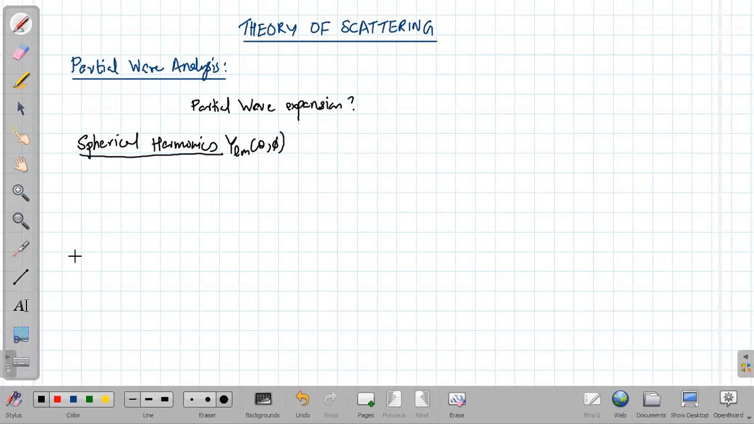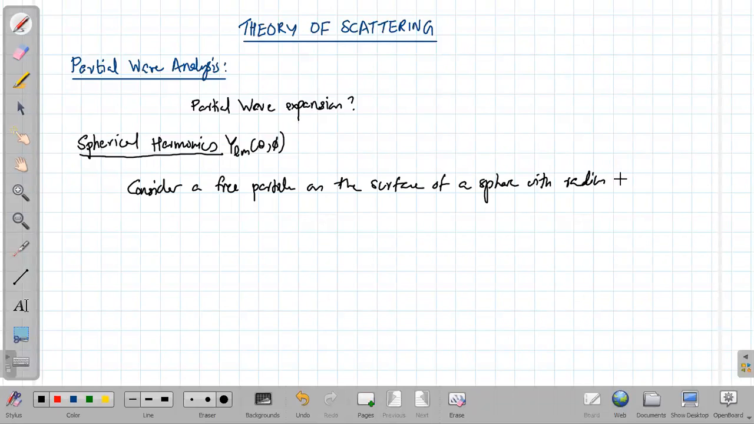Usually the spherical harmonics come up in quantum mechanics when you're dealing with the problem of a free particle lying on the surface of a sphere. So consider a free particle on the surface of a sphere with some radius r. The particle is free and it is on the surface of a sphere with radius r.